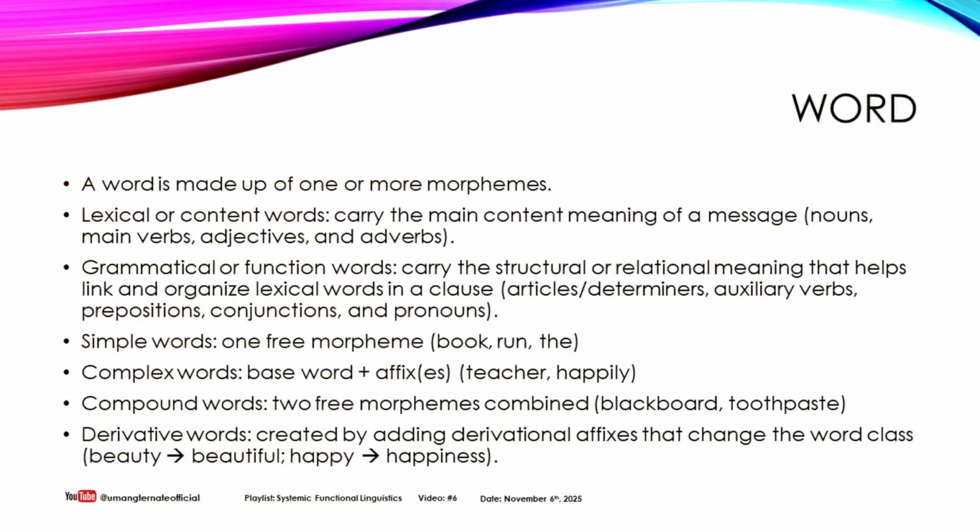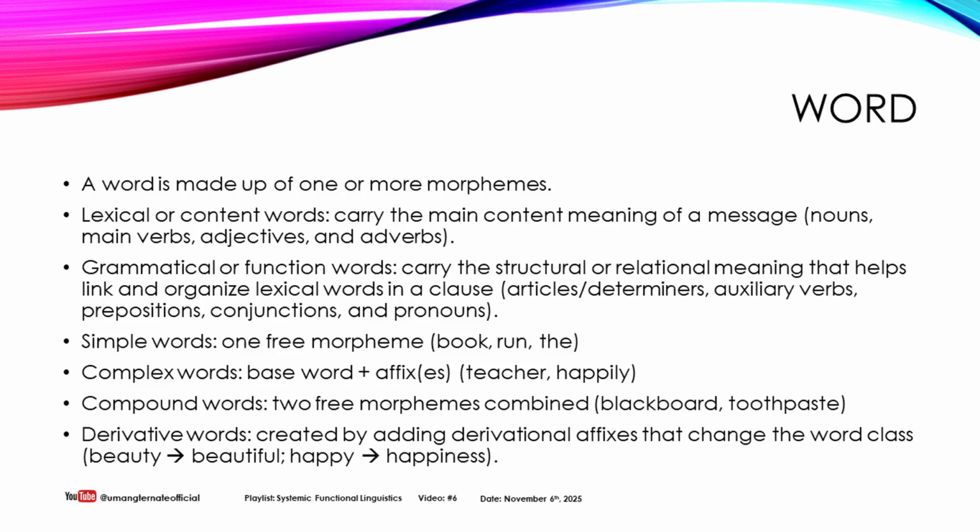A word is made up of one or more morphemes. We have seen this in the previous slide, right? Furthermore, words in a language can be divided into two main categories: lexical, or content words, and grammatical, or function words. In the lexical words category, we have nouns, main verbs, adjectives, and adverbs. These are what we call word classes. Okay? Meanwhile, in the grammatical words category, we have articles, or determiners, auxiliary verbs, prepositions, conjunctions, and pronouns.